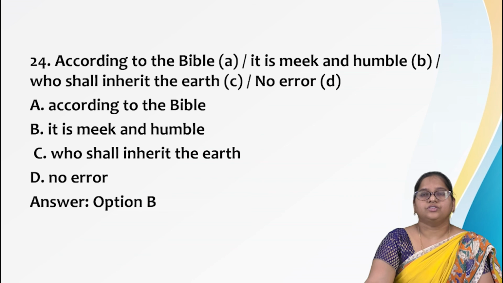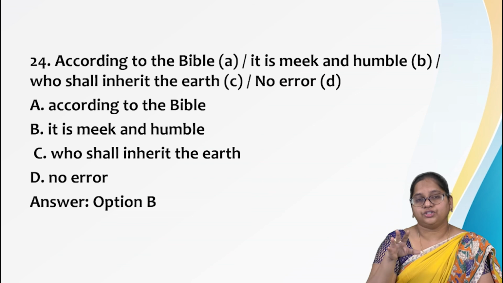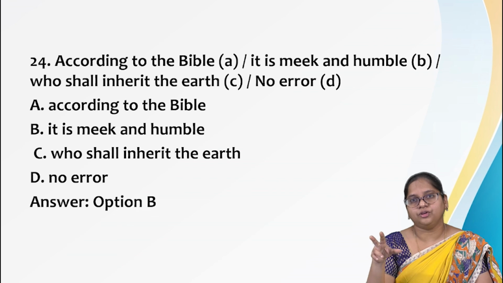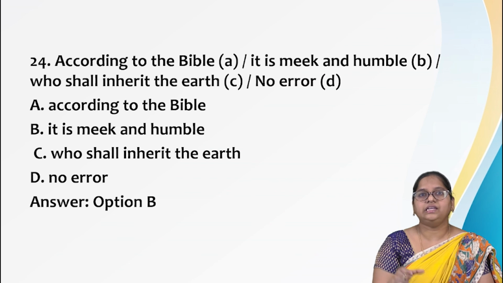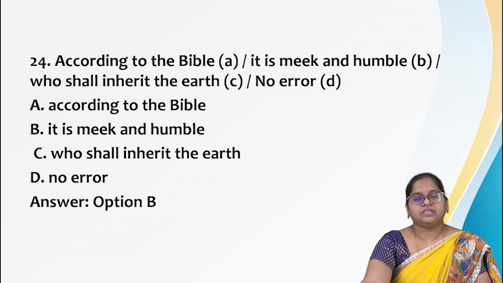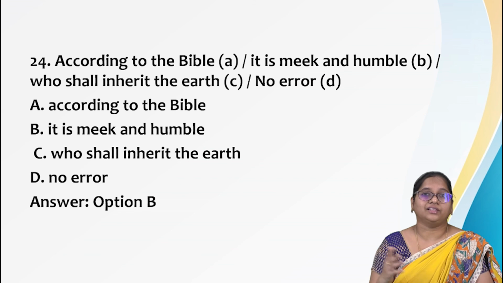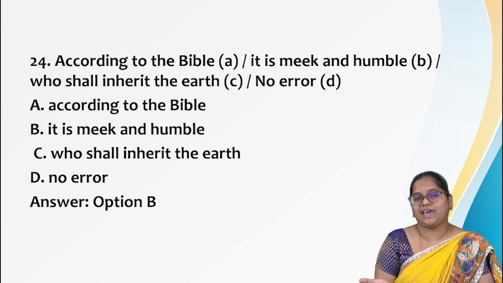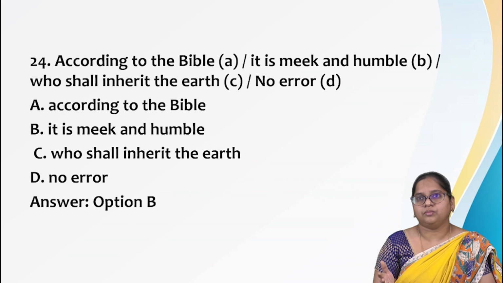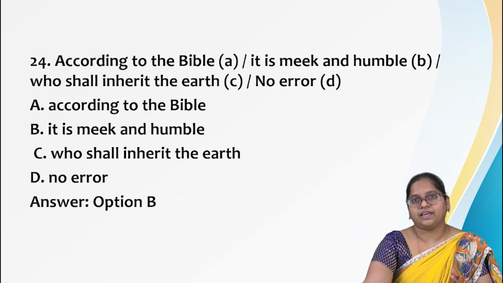Meek and humble are two different words, and they are in plural state. So you don't say it is meek and humble, but you say they are meek and humble. That is why it is right to use they are meek and humble. So you have to use the plural form. It's like those are meek and humble. You can also say, according to the Bible, those who are meek and humble shall inherit the earth.